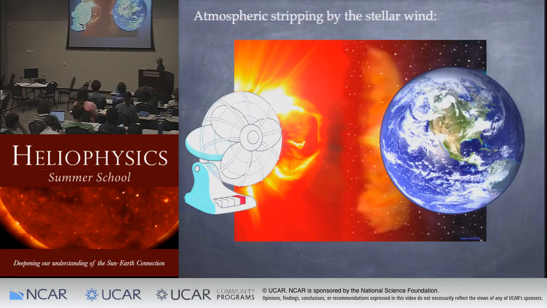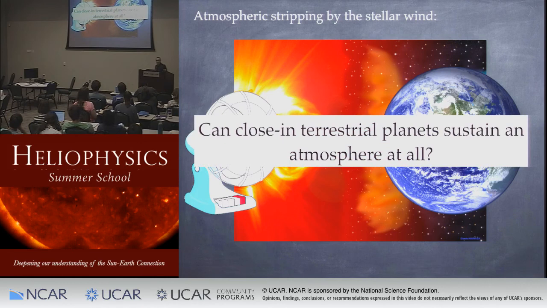Okay? So the question is, can these close-in planets sustain an atmosphere? This is one big question, because if they cannot sustain an atmosphere, then most likely they won't be habitable. Even though planets can be habitable anywhere in the universe, we should not stick to the assumption that life in the universe should be exactly like the Earth, right?